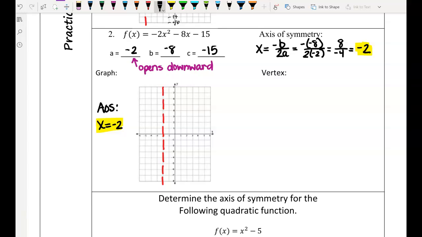So I'm going to substitute that negative 2 back into my original equation and find out what y equals. So f of negative 2 equals negative 2 times the quantity negative 2 squared minus 8 times negative 2 minus 15. You have to make sure you're putting parentheses around that negative 2.